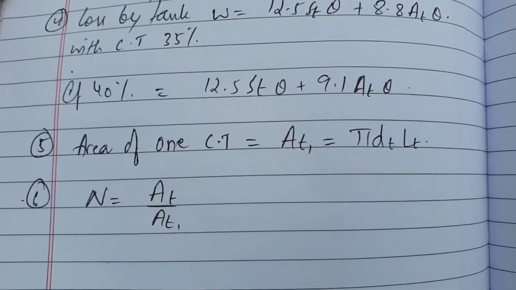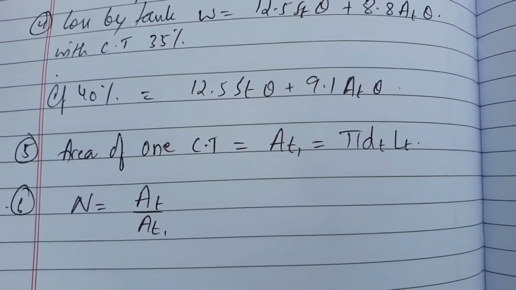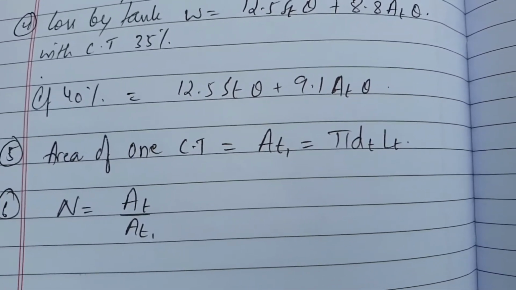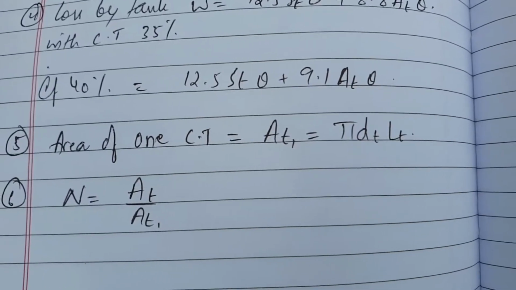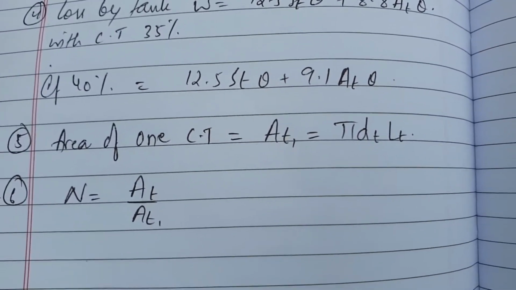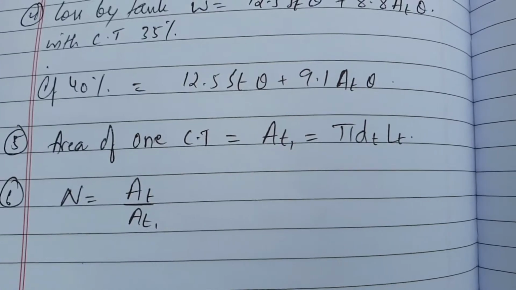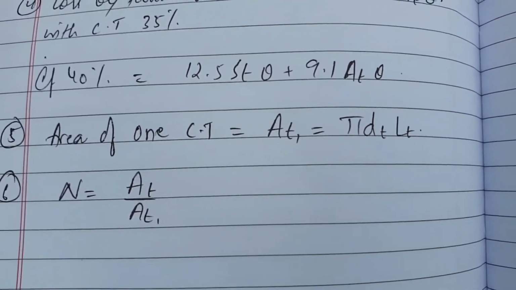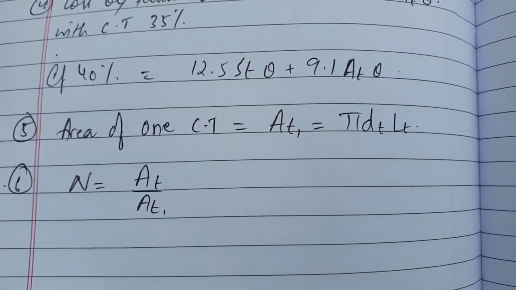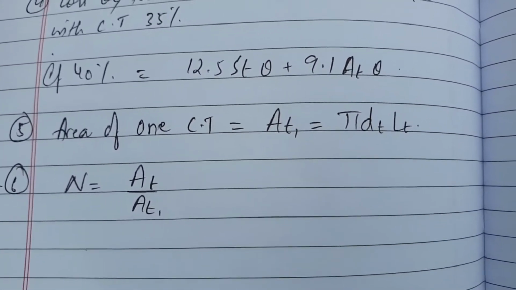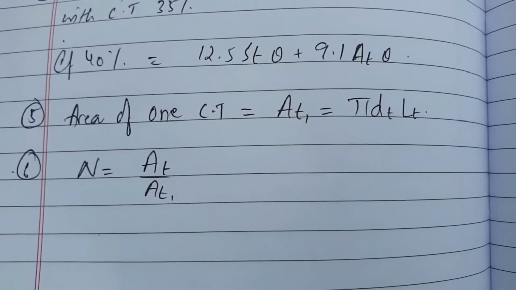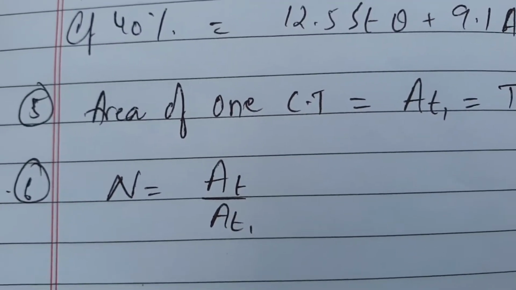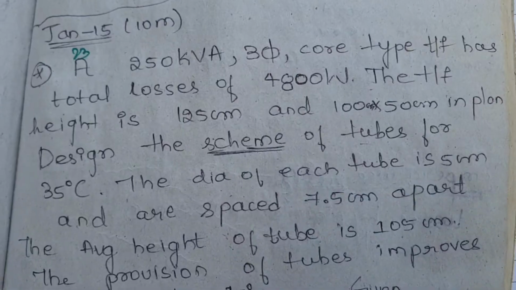Area of one cooling tube can be calculated as AT1 is equal to pi dt into LT. If dt value is not given, you can take it by default as 0.05 meter or 5 centimeter, and LT is the height of cooling tube, can be taken as LT is equal to 90% of height of transformer tank. And finally, the total number of cooling tubes can be calculated as N is equal to AT by 81.